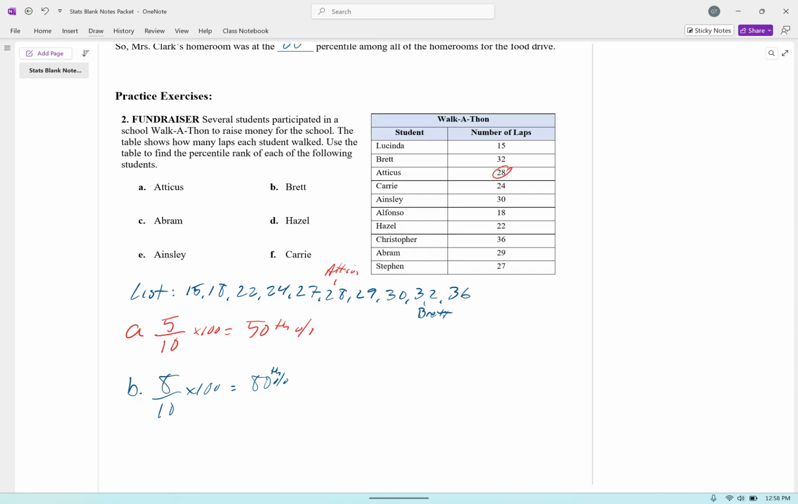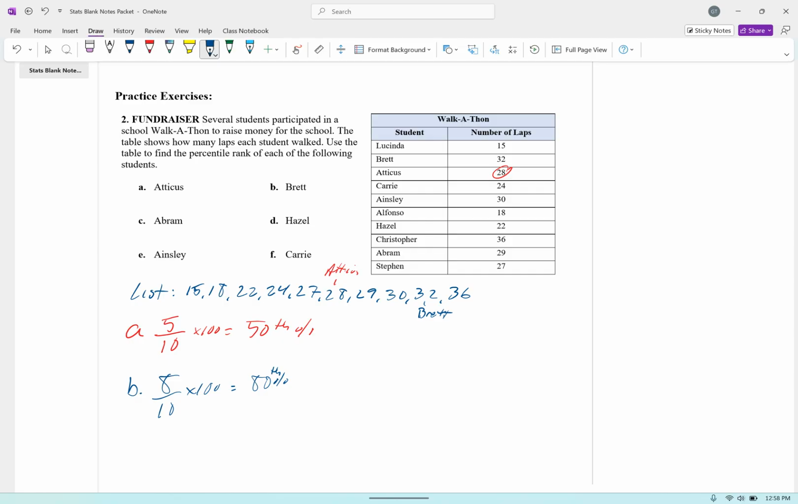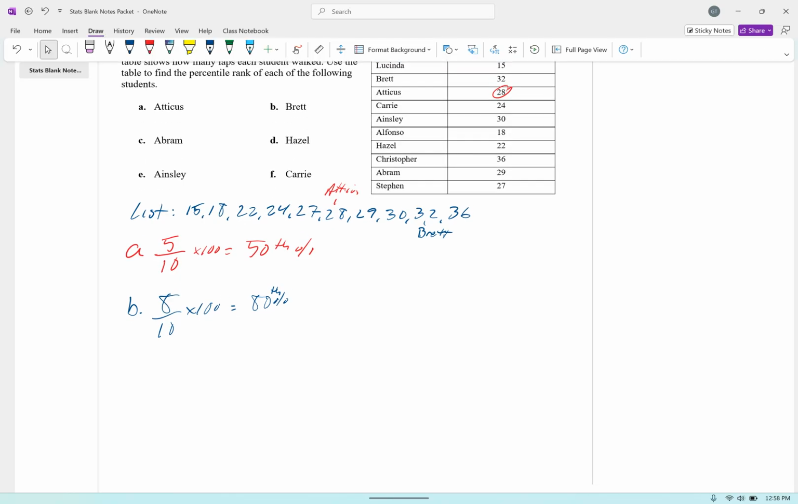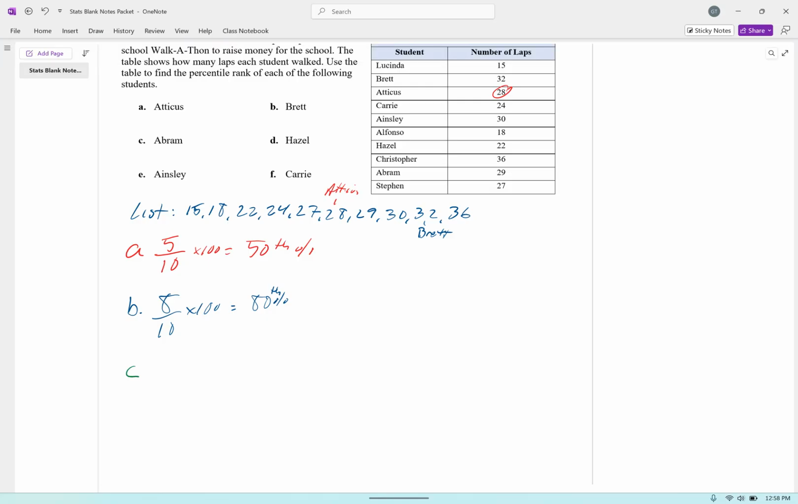Okay. And you just continue this on, do the exact same thing for all the rest. And so I'll just go through and tell you the answers at this point. So C for Abram is going to be 60th percentile. Then D for Hazel will be the 20th percentile. E for Ainsley will be the 70th percentile. And F for Carrie would be, not Carrie, the 30th percentile.